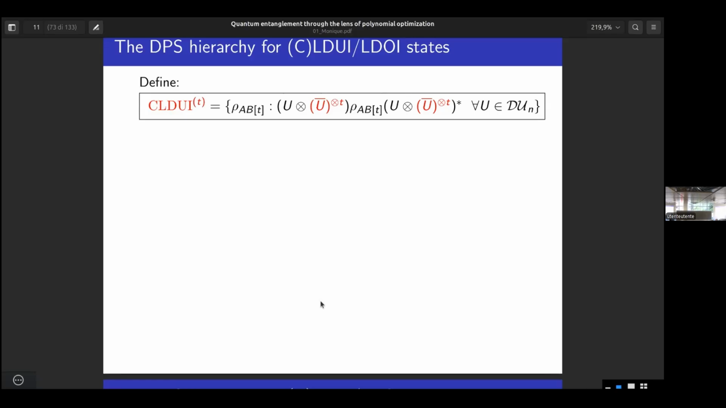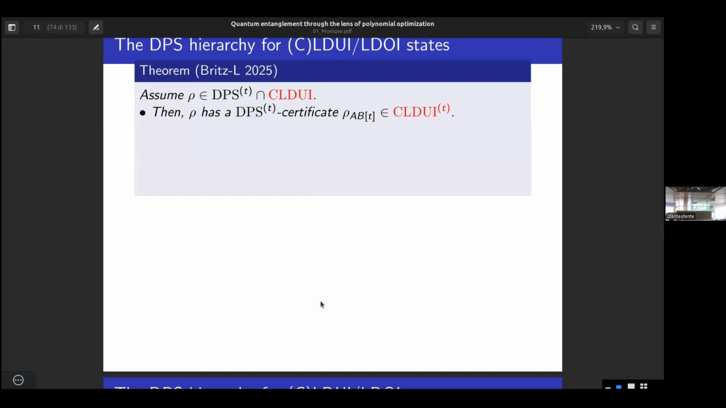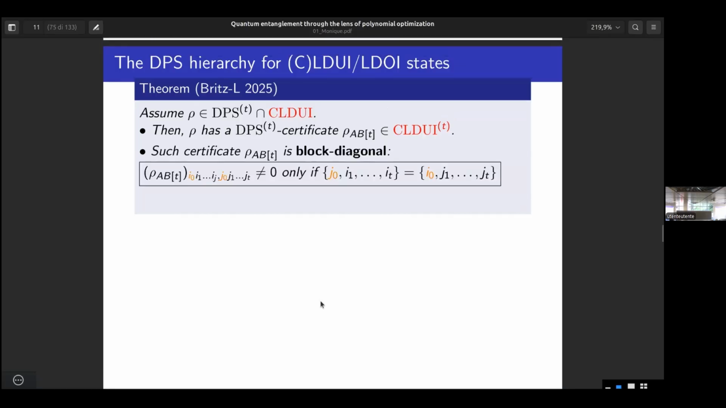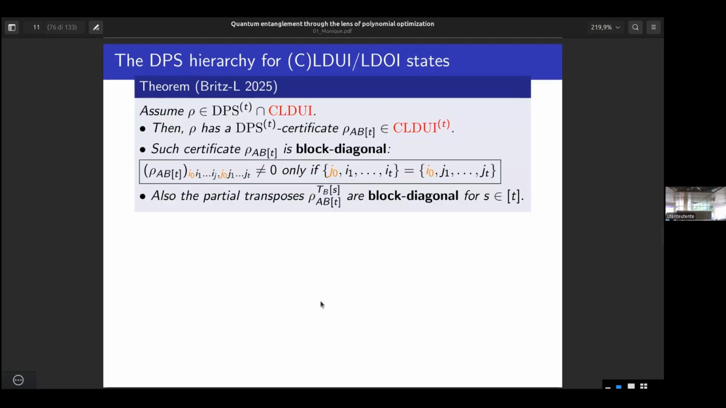For this, we define the natural analog of CLDUI, now with a T, where we copy the B register T times. Our first result is if rho is in DPST and is CLDUI, then rho has a DPST certificate which has CLDUI structure. Moreover, such a certificate is block diagonal. There is a complete characterization of how the blocks arise, and also the partial transposes are all block diagonal.